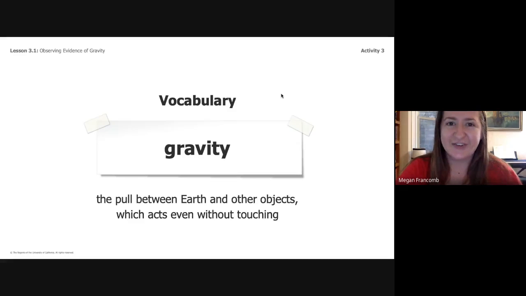Our key vocabulary word today is gravity, and that is the pull between Earth and other objects, which acts without even touching.